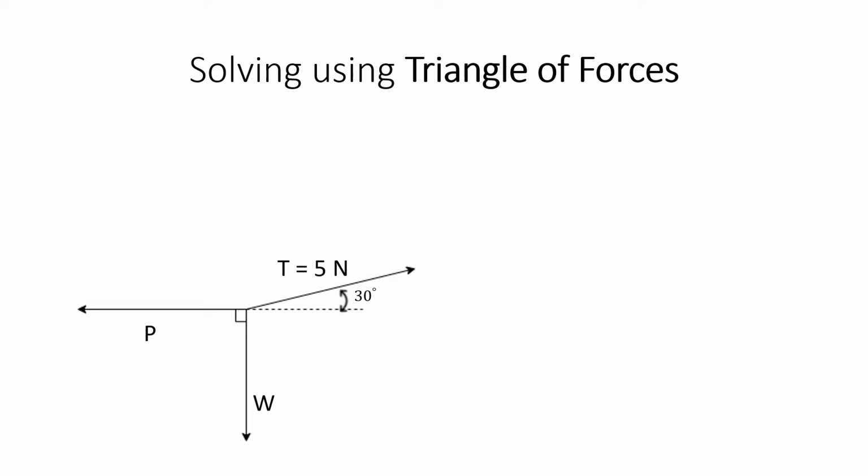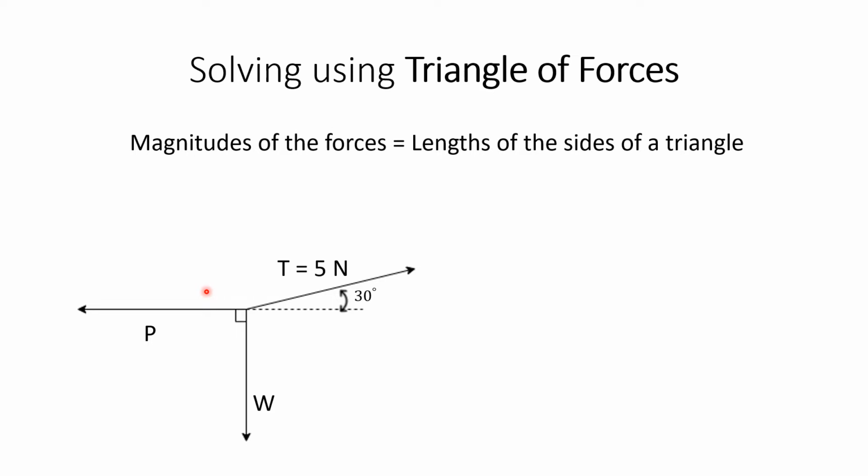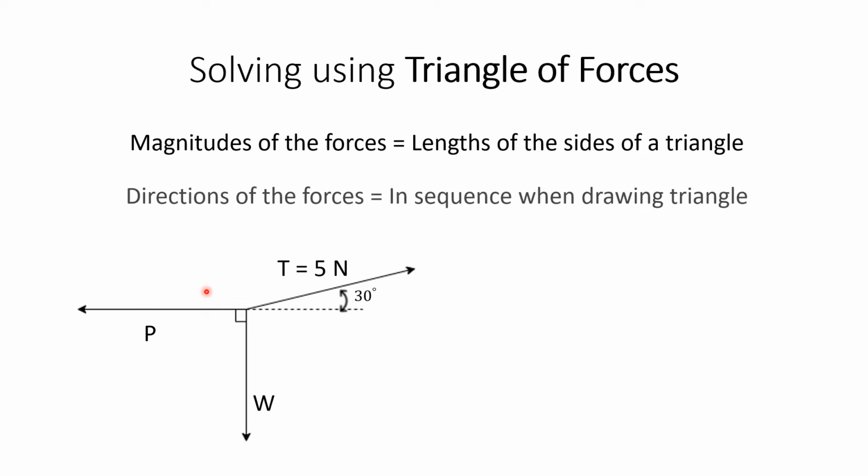The first way to solve this problem is by using the triangle of forces. This way is by making this diagram into a triangle. The magnitude of the forces will be equal to the length of the sides of the triangle, and the direction of the forces will be in sequence when drawing the triangle. Firstly, we draw the force T with a known magnitude and direction, so here it will be 30 degrees.